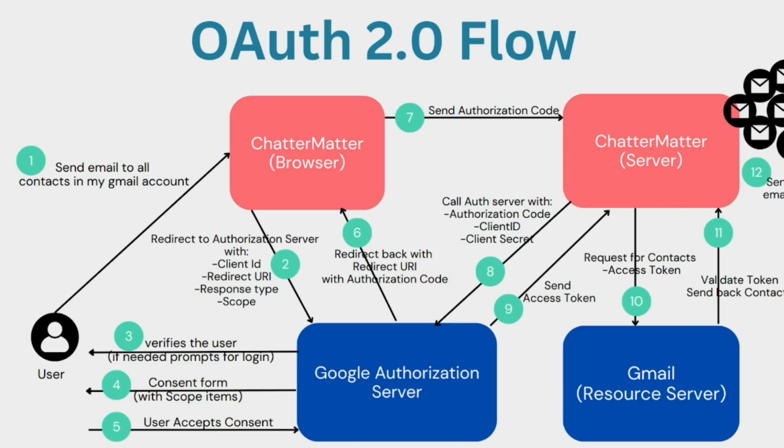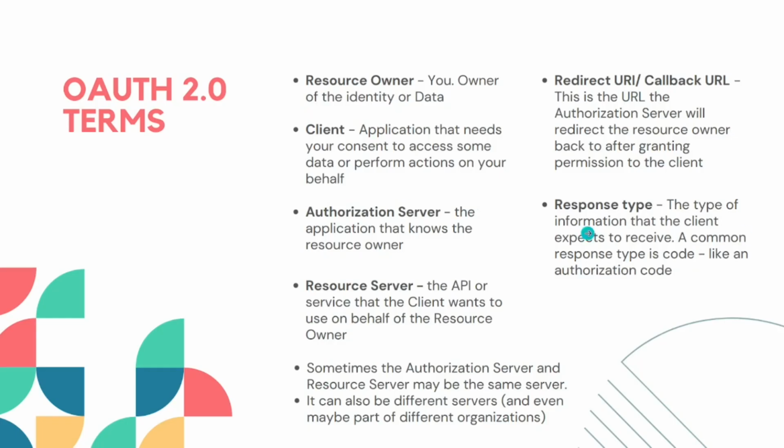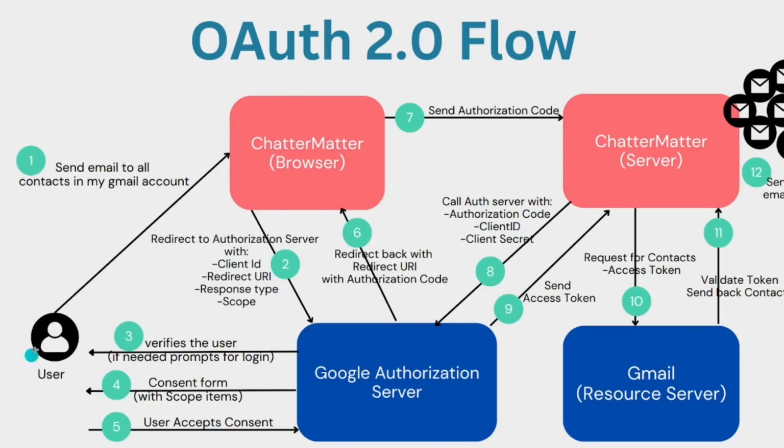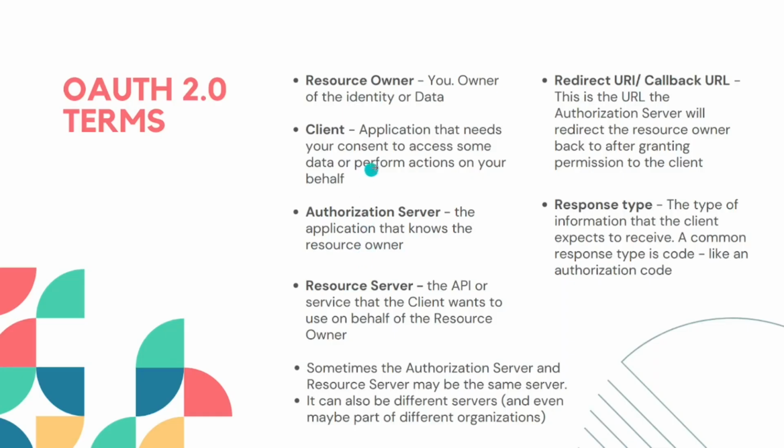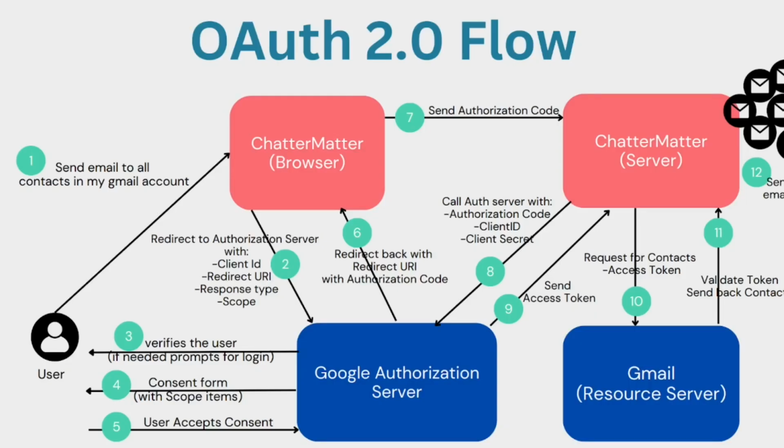Now let us take a look at some of the key terms and their definitions. Resource owner. Resource owner is you, the actual end user, the owner of the identity or the data. So this is the resource owner because you own the resources in the Gmail. Client. Client is the application that needs your consent to access some data or perform actions on your behalf. So Chattermatter in this case is the client. Chattermatter, the application in itself. Client has the browser level component in this case and the server component also. But Chattermatter is the client.